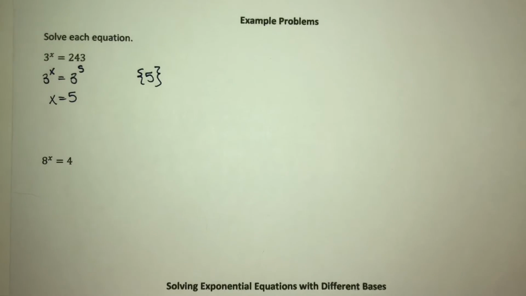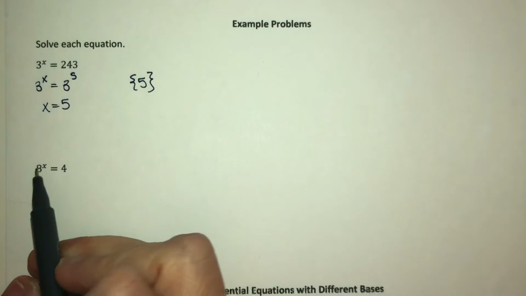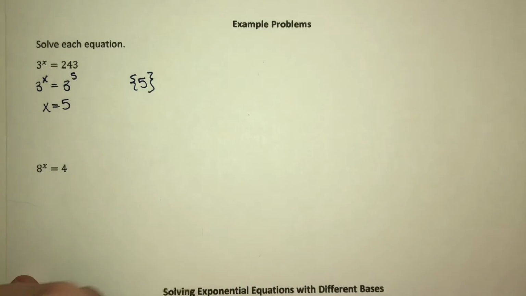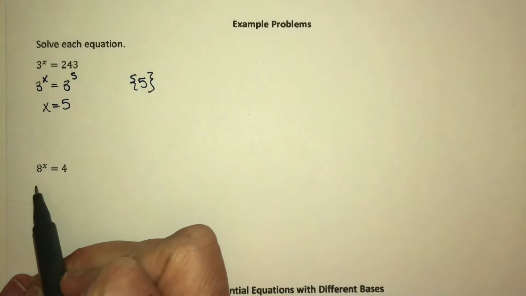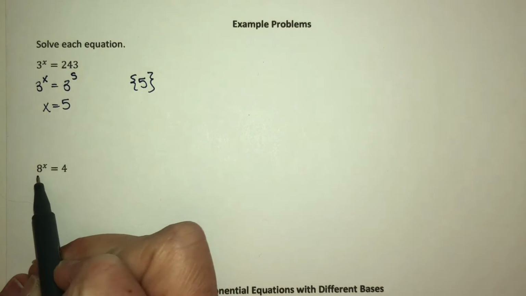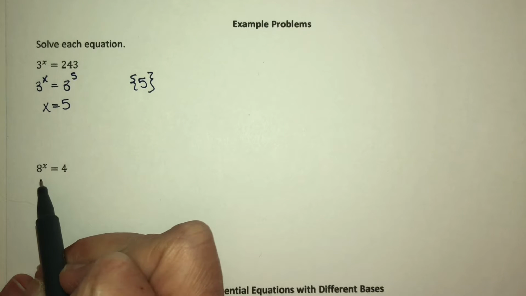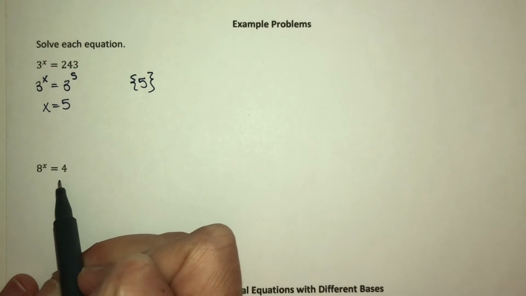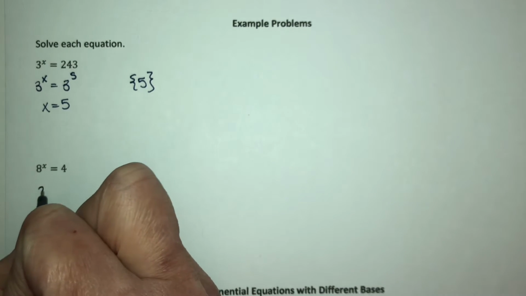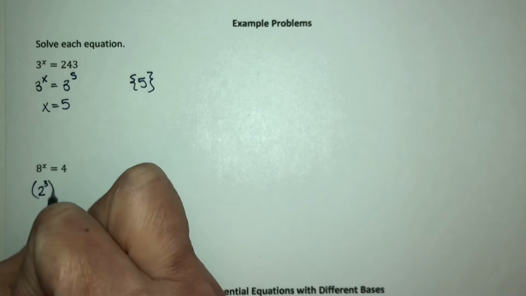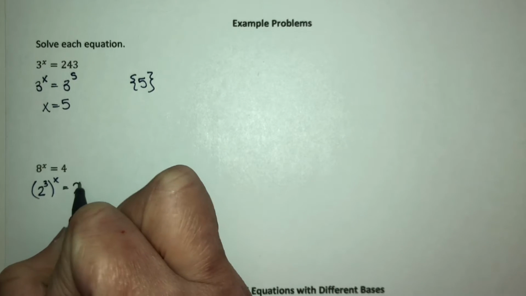Okay, so let's do 8 to the x is equal to 4. Now, neither of these is prime, so I can write them as some other prime factorization. 8 is not a power of 4, 4 is not a power of 8, but they are both powers of 2. If I rewrite 8 as a power of 2, that's 2 cubed, so I have 2 cubed to the x is equal to 4, and I rewrite 4 as 2 squared.